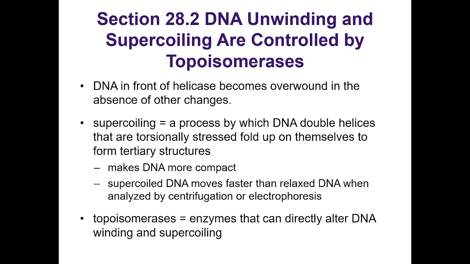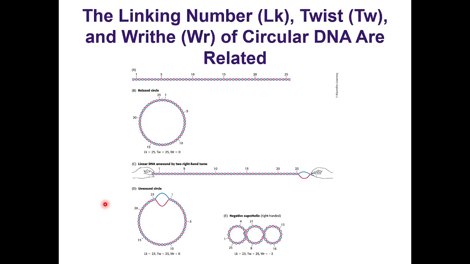Okay? So the topoisomerases are the enzymes that directly alter your DNA winding and supercoiling. Is everybody okay with the naming there and how it relates? Topography, topo, iso, changes in your topography, right? Okay. So topoisomerases. Okay, so this is actually what we're exactly looking at.